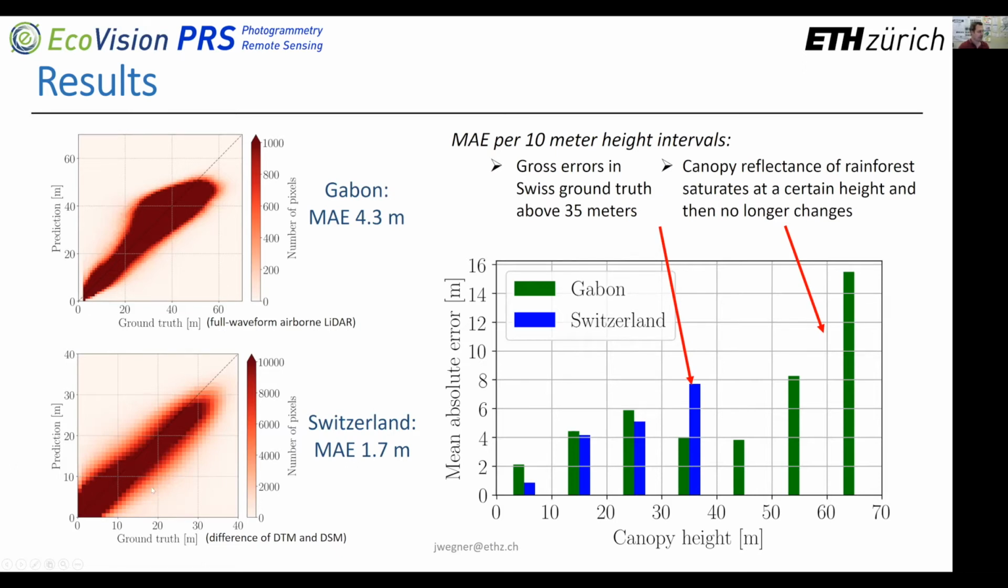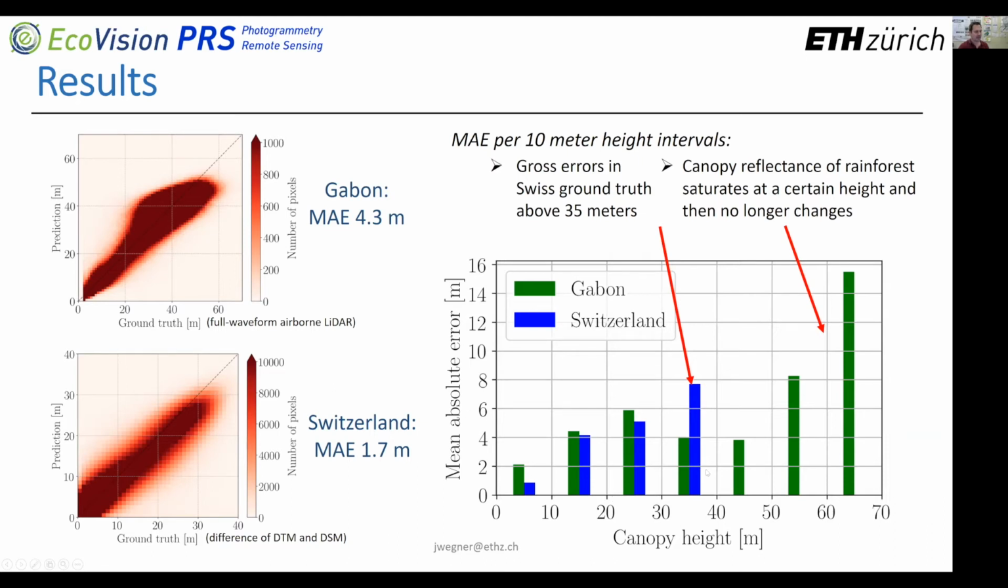The most important thing is that if we have the ground truth on the x-axis and the predictions on the y-axis, we want the predictions to lie on the diagonal, which says we're predicting something reasonable. There's a strong correlation. If we then split the error into the different canopy intervals, with green for Gabon and blue for Switzerland, we can look at the error in the interval 0 to 10 meters, 10 to 20 meters, 20 to 30.